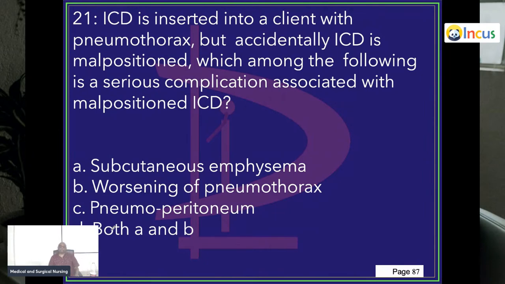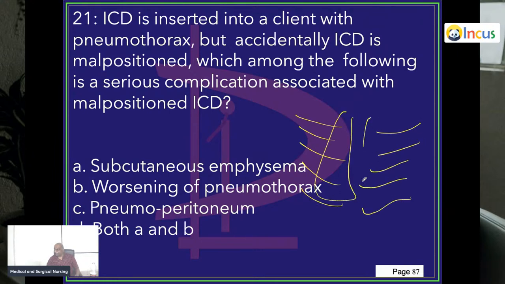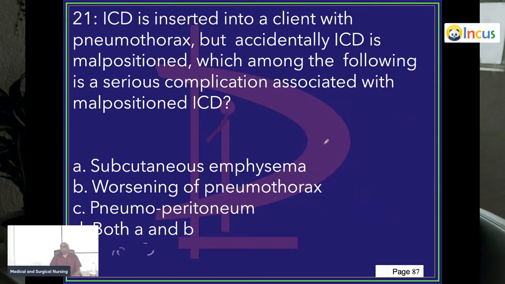ICD is inserted in a patient who has pneumothorax, but unfortunately ICD is malpositioned. Then what is the important complication of a malpositioned intercostal drainage tube? You have the lungs inside the rib cage, and around the lungs you have the pleural cavity. You placed the ICD, but it got misplaced.